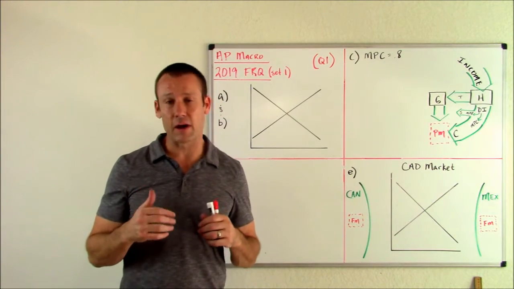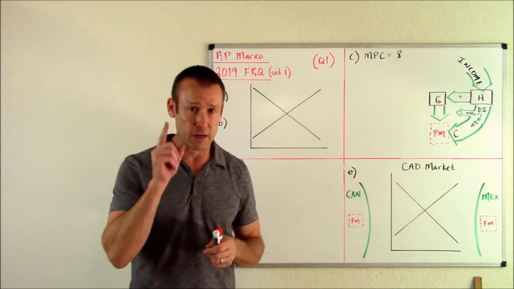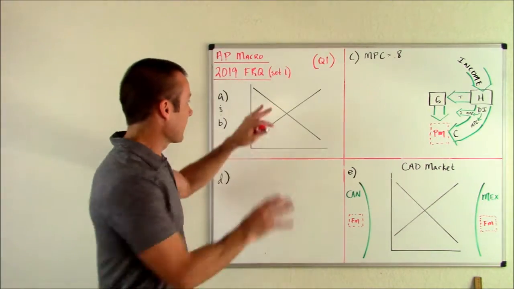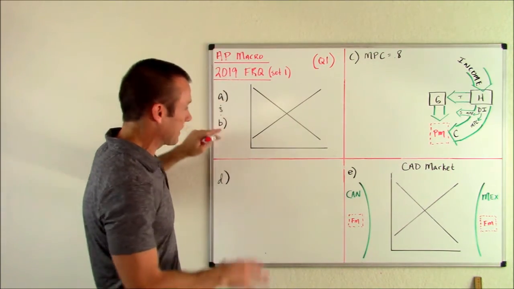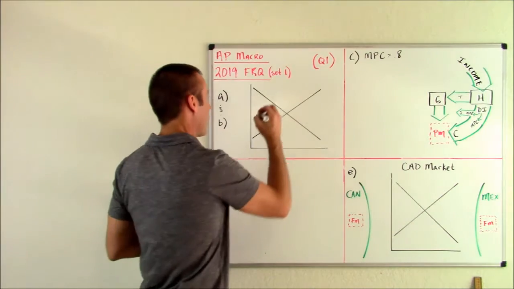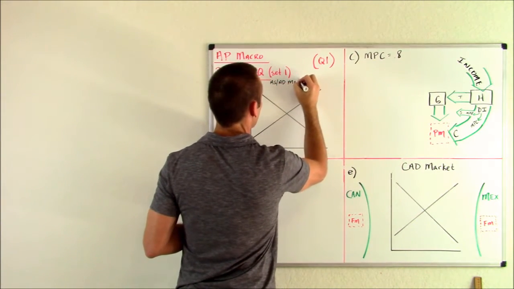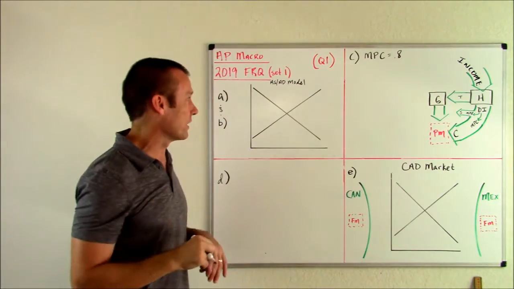1A, draw a correctly labeled graph for the long run aggregate supply curve, short run aggregate supply curve, and aggregate demand curve. Okay, so let's go ahead and do that. So I've got my graph up here. I'm going to be answering A and B right in this area. And the first thing I want kids to know is it's always good to title your graph. So ASAD model, always a good idea.